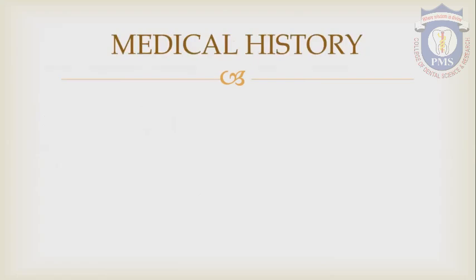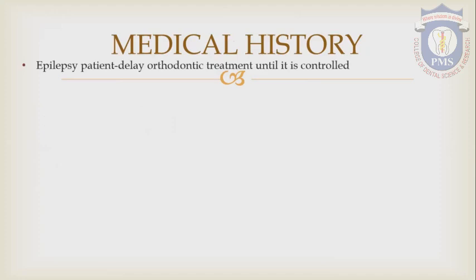Next, we come to medical history. Why medical history in orthodontics is important? Say, if we have a patient who has a history of epilepsy, then orthodontic treatment has to be delayed until it is controlled. It is unfavorable for us to have any kind of seizures or any epileptic attacks when we have a fixed orthodontic appliance in place.